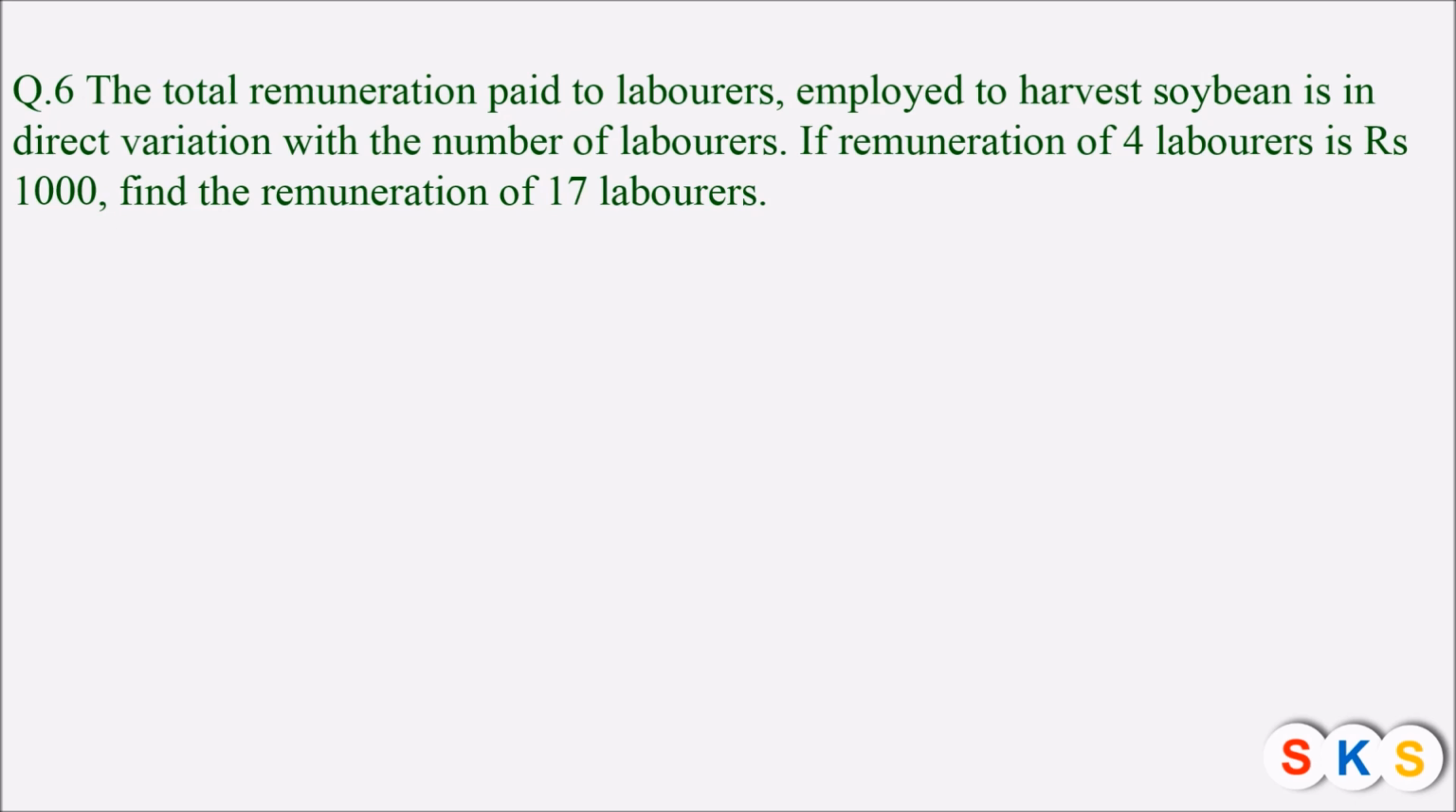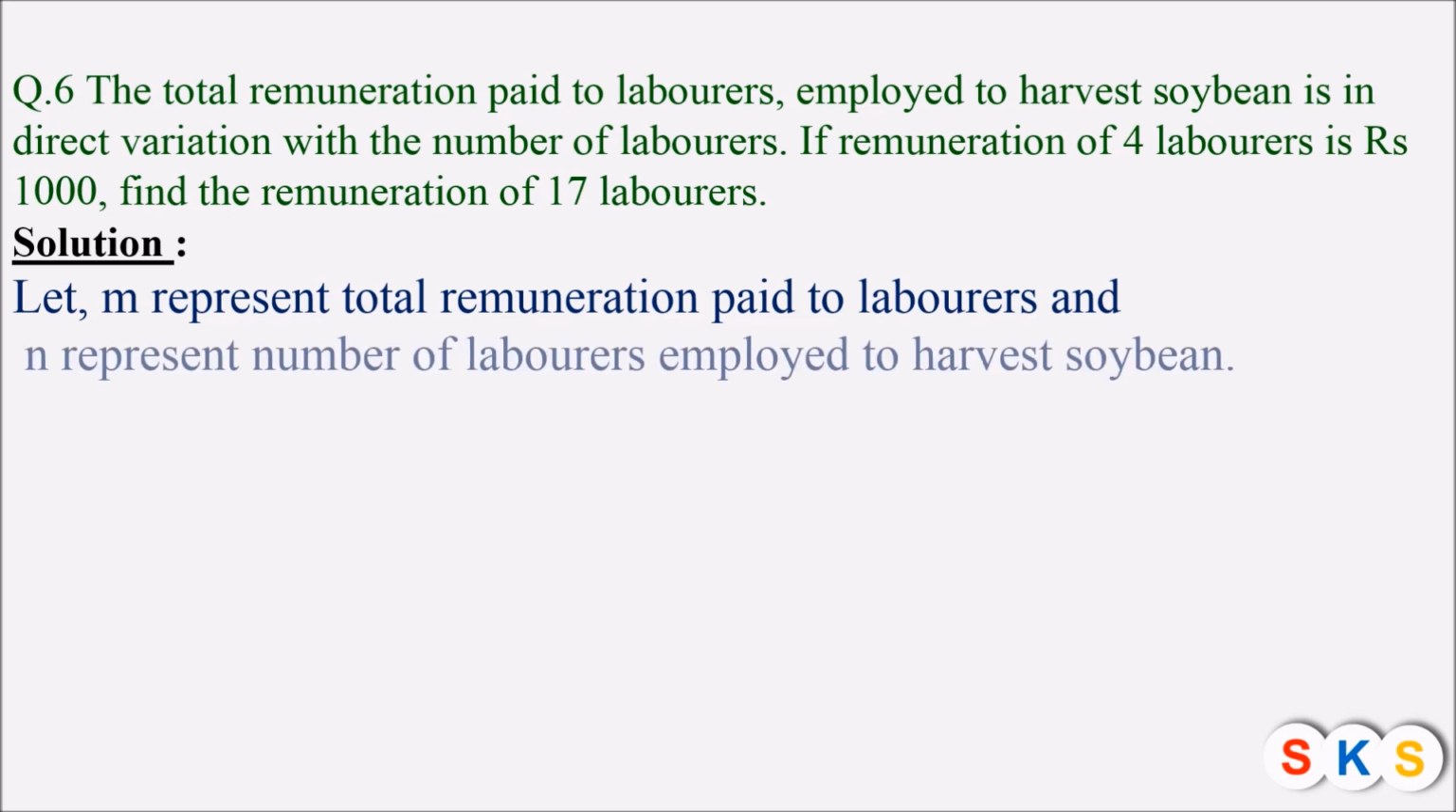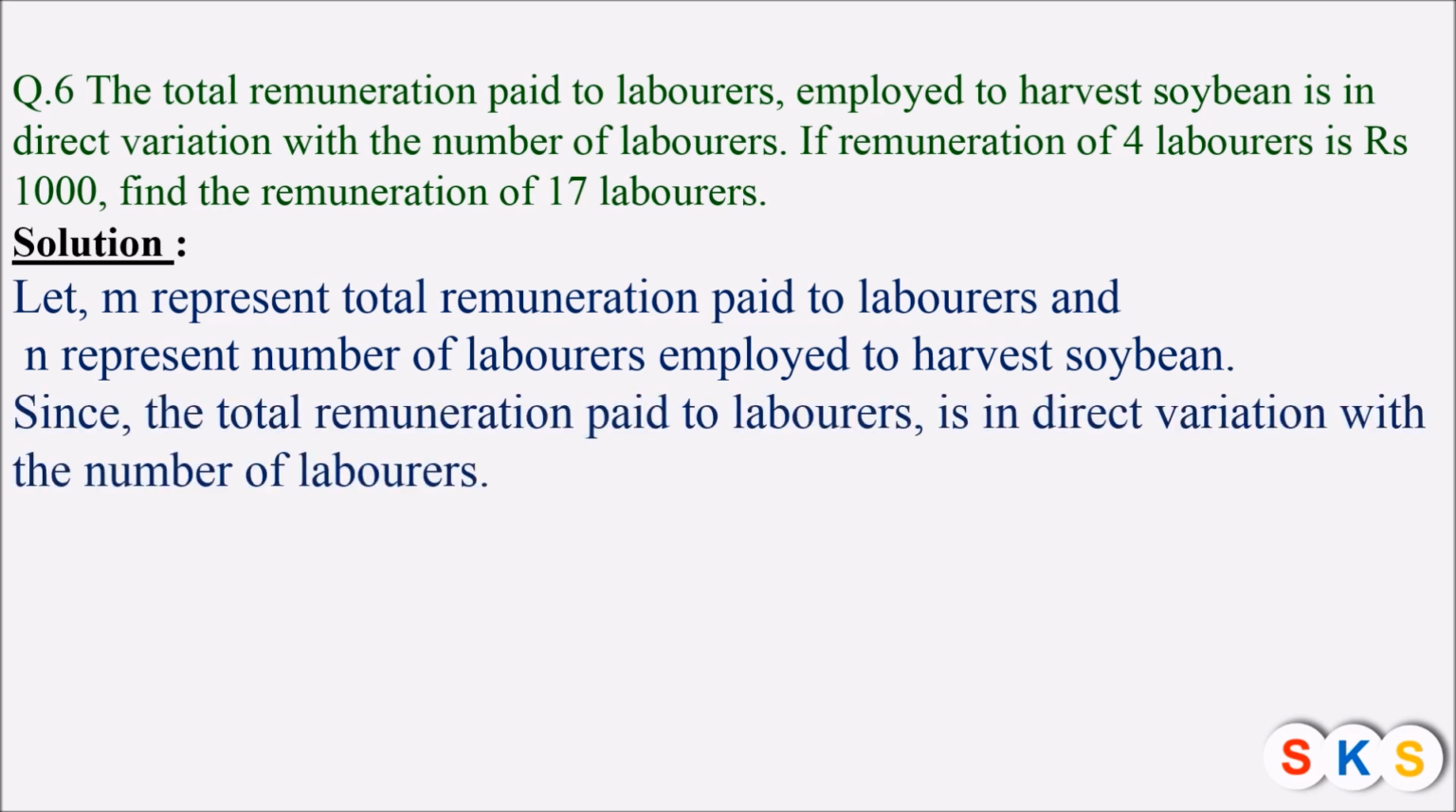Let's see the solution of this question. Suppose M represents total remuneration paid to the laborers and N represents number of laborers employed to harvest soybean. So what kind of variation is there between total remuneration and number of laborers? There is a direct variation. So we will write this: M is directly proportional to n, or m varies directly as n. You can see this symbol of direct variation between m and n.